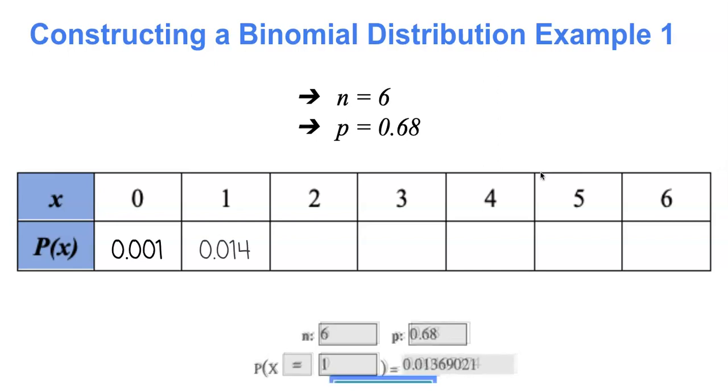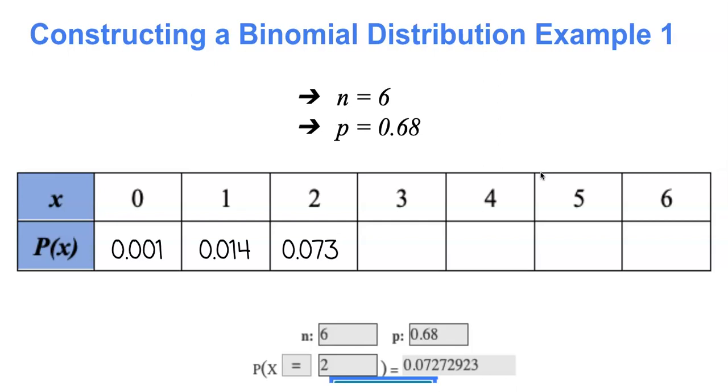Next, the probability that X is exactly 1. Notice I only changed the 0 to 1 here. And that one was slightly higher, 0.014. If you round this, keep going. The next one, I changed the X to 2, and that came out to be 0.073.